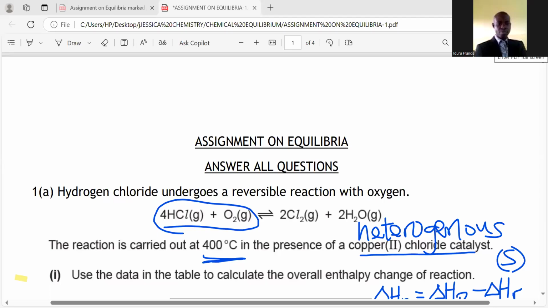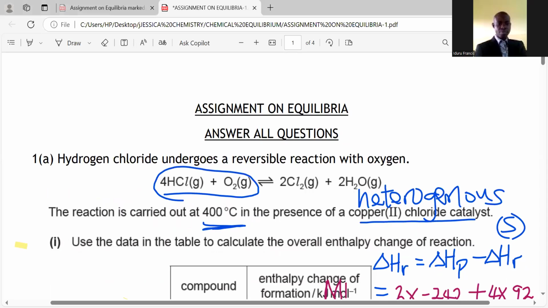Evening. In this class, I'll be looking at the correction for the assignment on chemical equilibrium. And without taking much time, let's start with question number one. Question number one: hydrogen chloride undergoes a reversible reaction with oxygen.